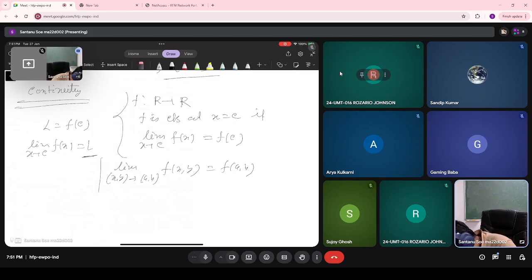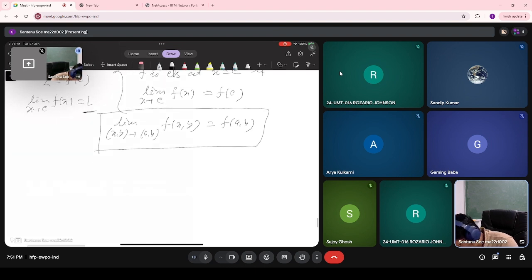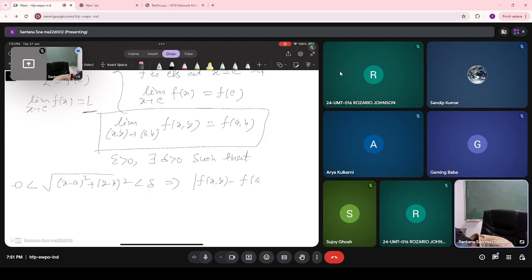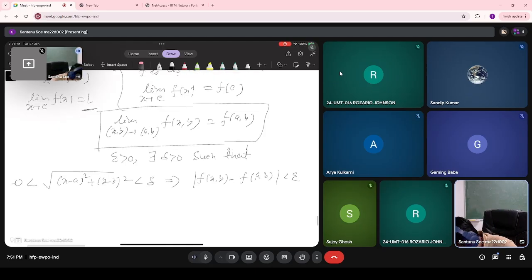So this is called the definition of continuity. Now the epsilon delta definition is also the same: given epsilon greater than 0, there exists delta greater than 0 such that square root of (x minus a) square plus (y minus b) square less than delta will imply the absolute value of f of x comma y minus f of a comma b is less than epsilon. Okay, so this is the epsilon delta definition.